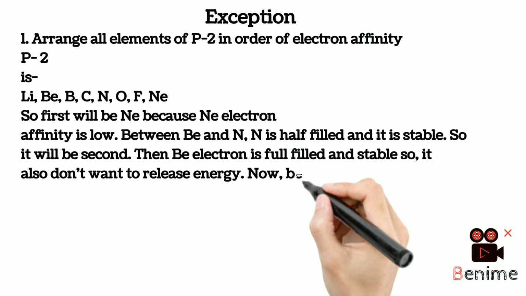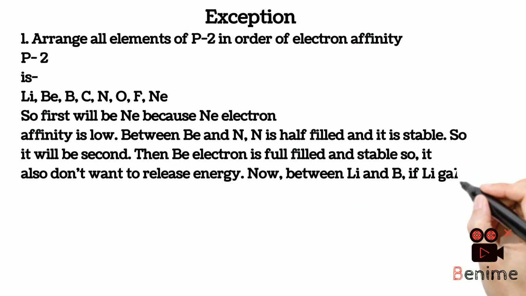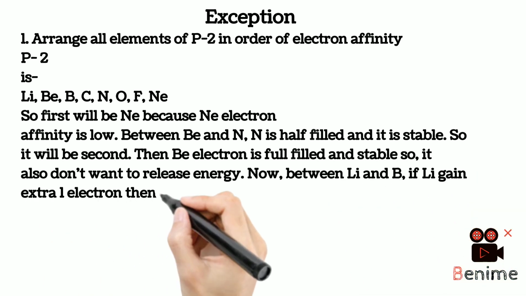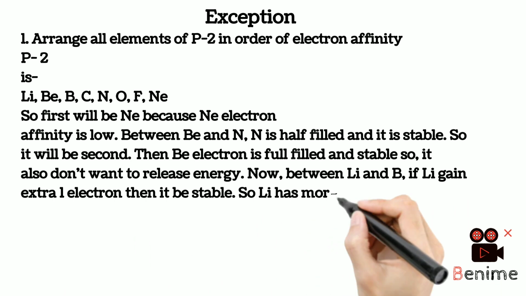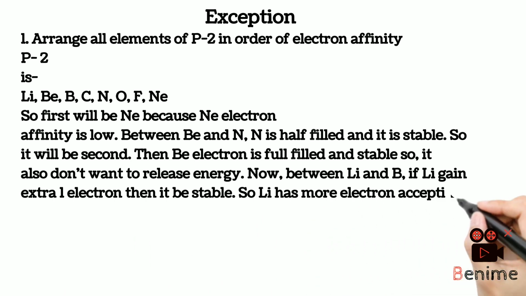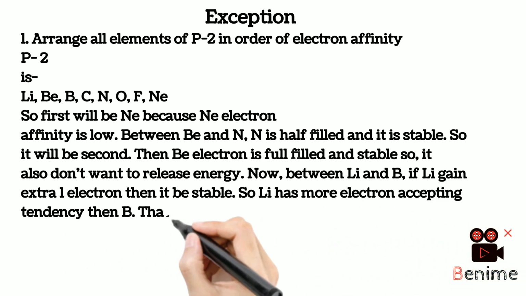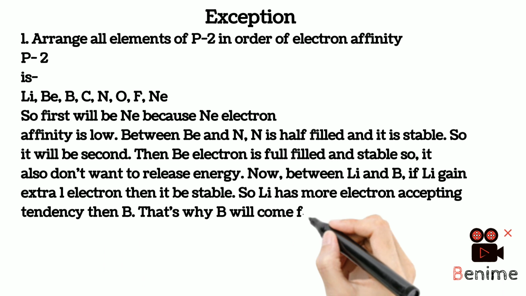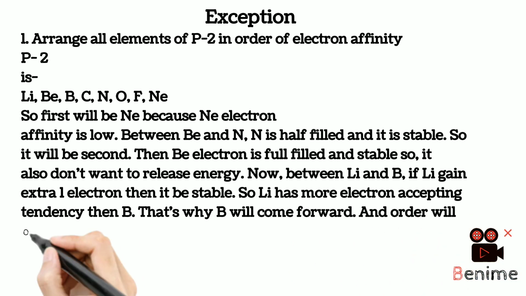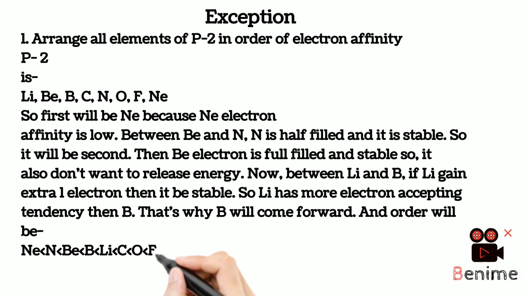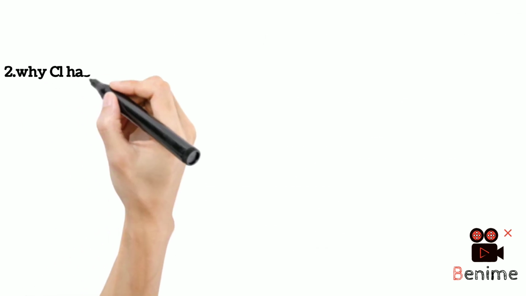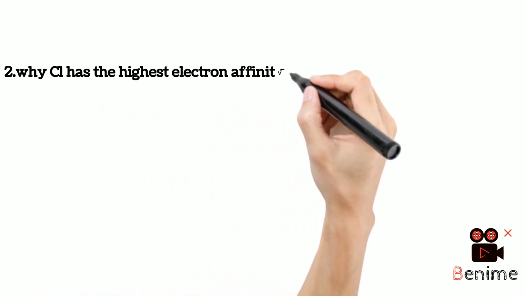Now, between lithium and boron, if lithium gains 1 extra electron, then it will be stable. So lithium has more electron accepting tendency than boron. That's why boron will come before. And the order will be neon less than nitrogen, less than beryllium, less than boron, less than lithium, less than carbon, less than oxygen.